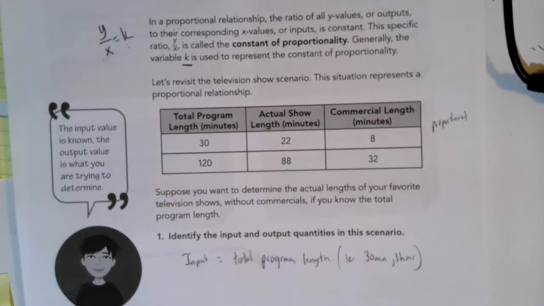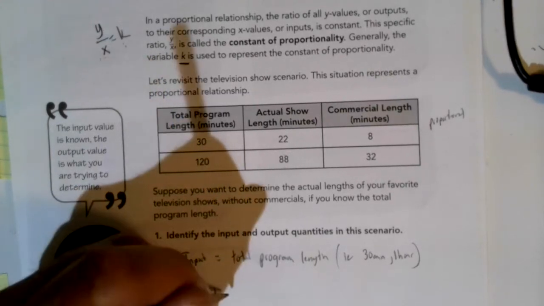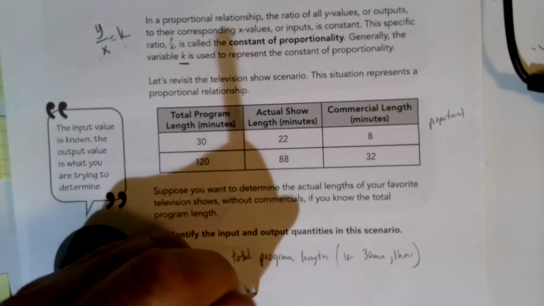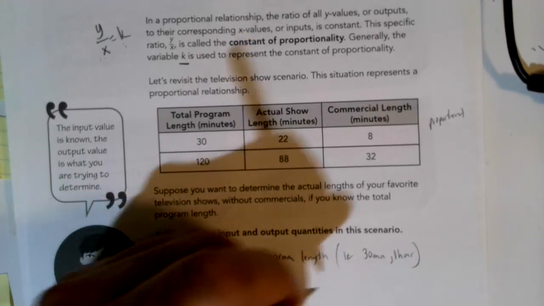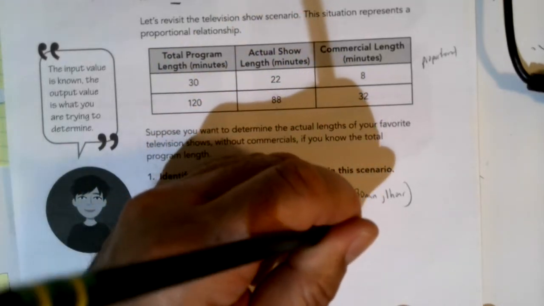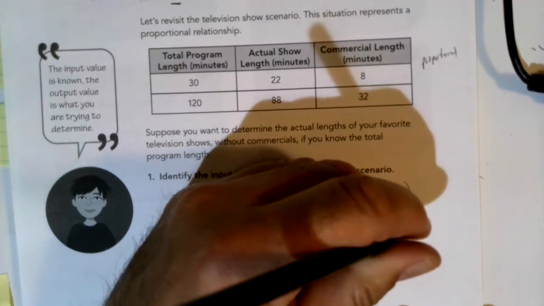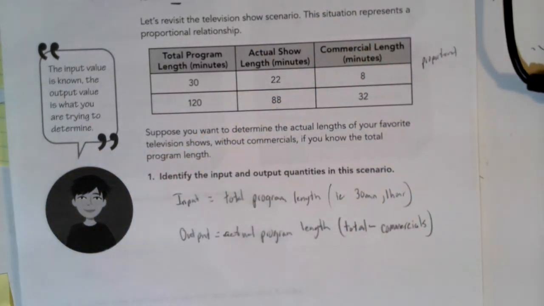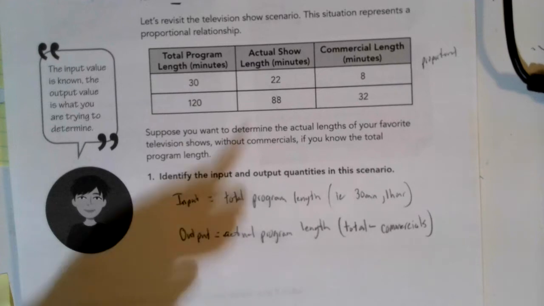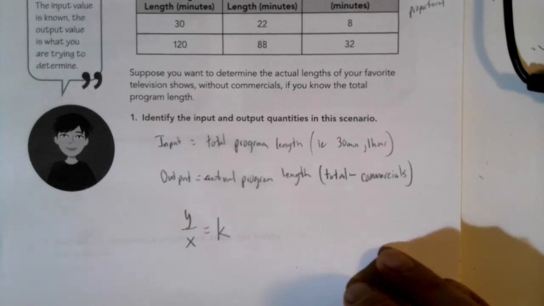Okay, it's going to be something usually that ends on a 30-minute, hour and a half, 2 hours, something along those lines, okay? So the output, what we want to determine, is the actual program length. And the actual program length is going to be the total minus the commercials. So that's just the amount of time that your actual show's on, not including the commercials, okay? So these are the two pieces that you're going to be using, and you want to know that y over x equals that constant k, okay?